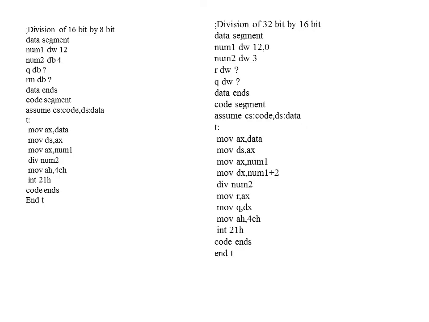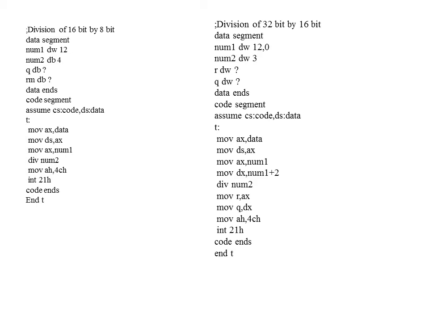These are the two programs. There are some assumptions or guidelines given to use the div and idiv instructions. We can use the div instruction to divide a 16-bit number by an 8-bit number, and a 32-bit number by a 16-bit number. A 16-bit number should get divided by an 8-bit number, and a 32-bit number should get divided by a 16-bit number.